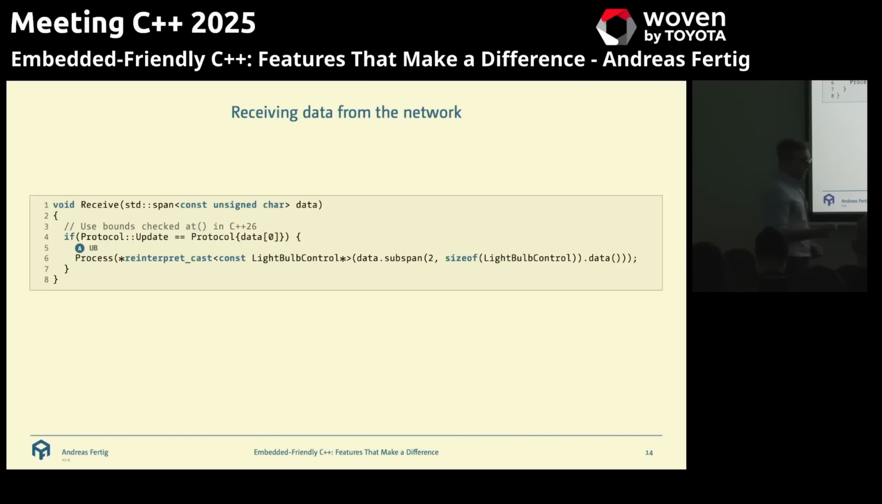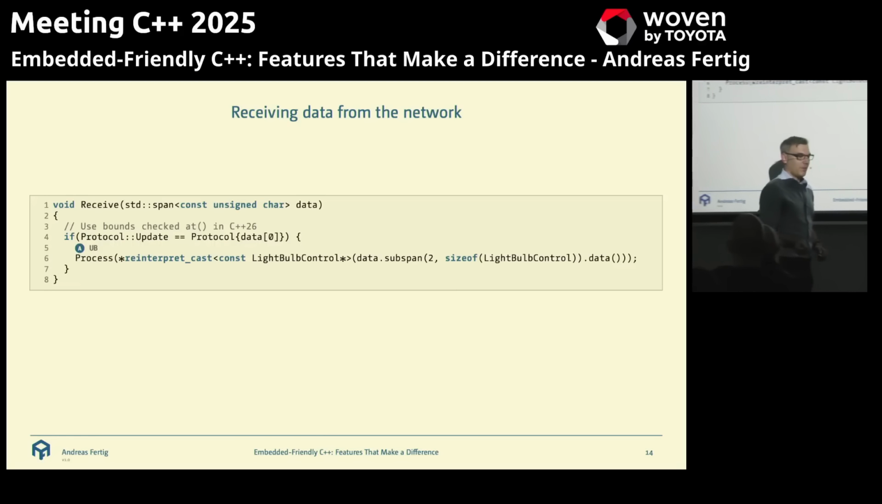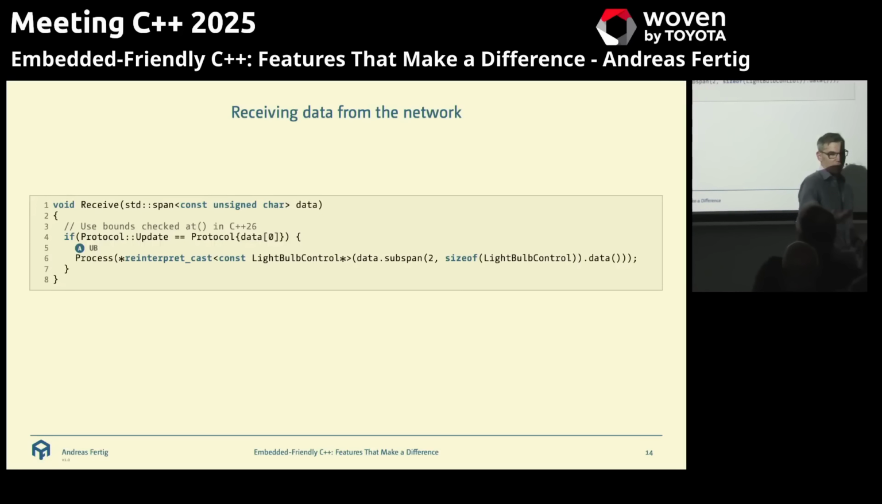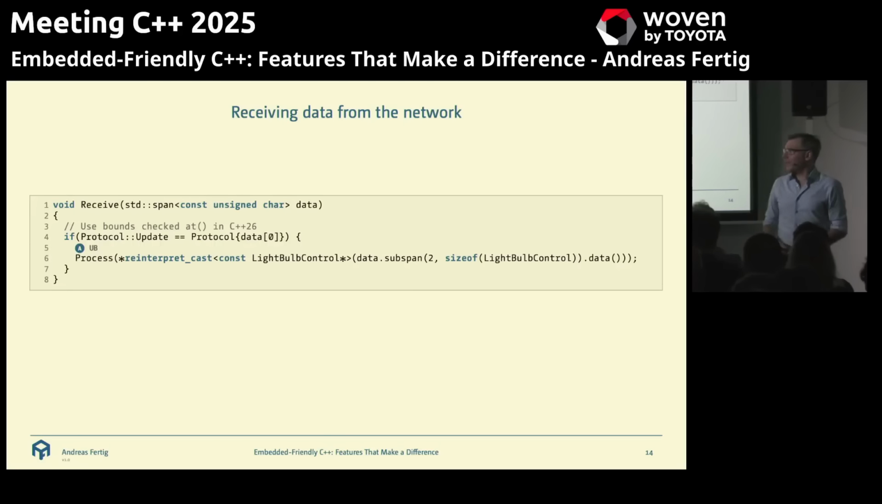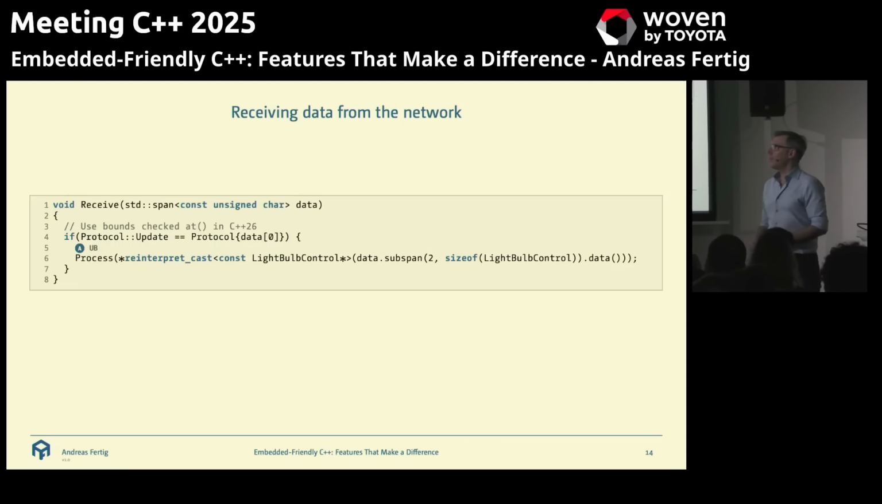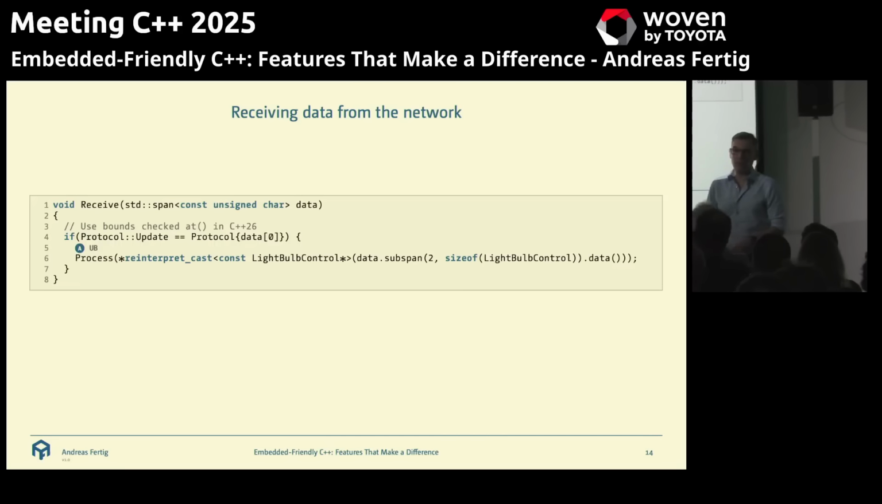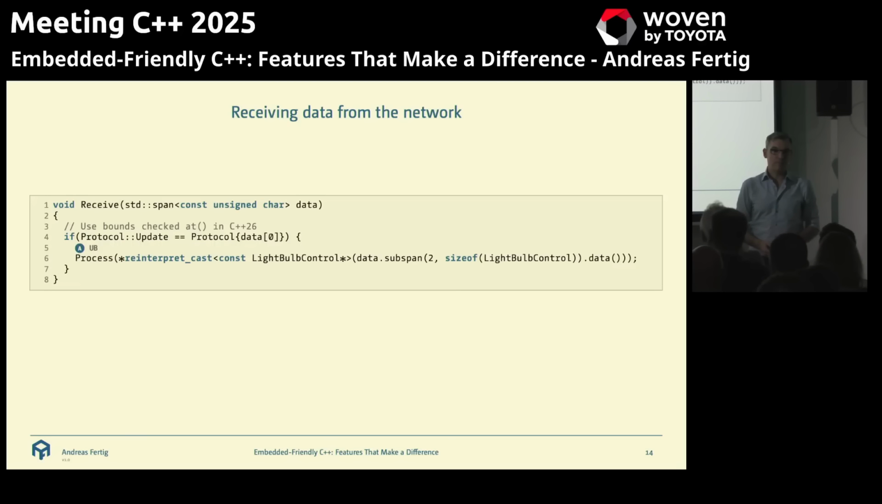Now the hardest part is receiving and sending data from the network. We are focusing solely on receiving. We only have the update function, right? So I have this small function receive here. Receive takes a std::span of unsigned char data, and then it checks whether the first byte in there is equal to the update value in my enum class. And if so, we are totally happy.